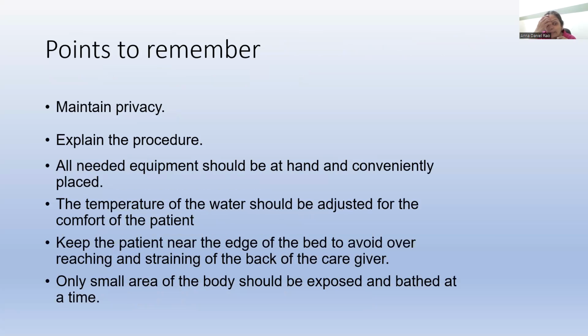So what will we remember? Always, many times this first point is missing: providing privacy, whether the patient is conscious or not. Always this should be our first point. So at home, if possible, close the door or keep a sari, keep chairs, whatever, right? So screening the surroundings is very essential.